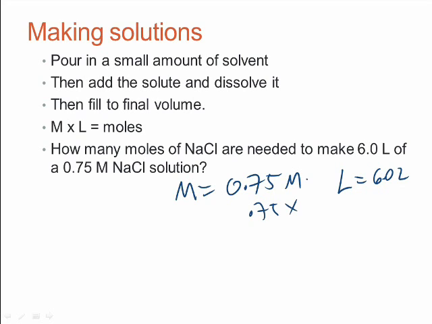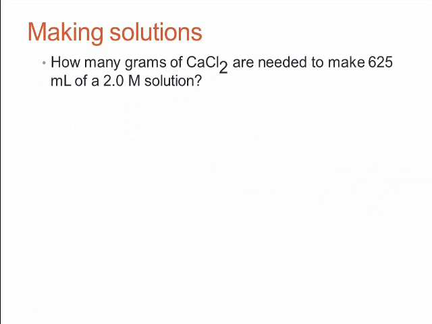0.75 times 6 equals 4.5 moles. Now here's a little different. How many grams of calcium chloride are needed to make 625 milliliters of a 2 molar solution? So we want to know grams, but once we get moles, we can get grams.